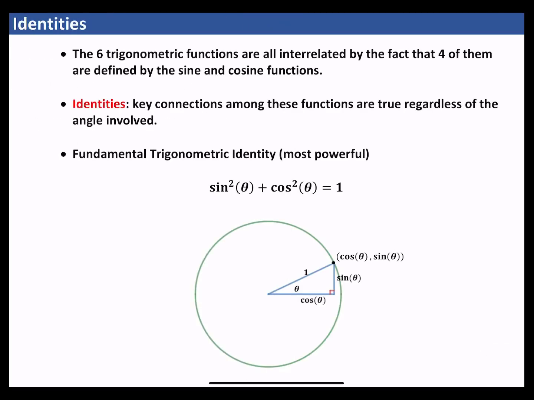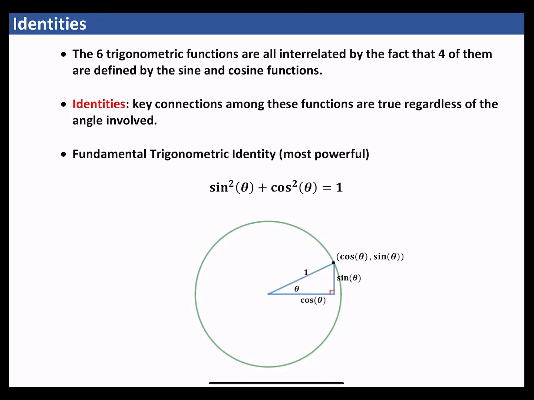Finally, because the now 6 trigonometric functions are all interrelated by the fact that 4 of them are defined in terms of 2 of them, the sine and cosine functions, we will find that there are equations that will show key connections among these functions that are true regardless of the angle involved. We call such equations identities, and we will learn a bit about why they are true and useful.